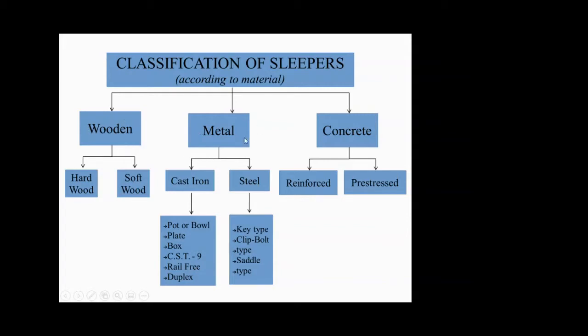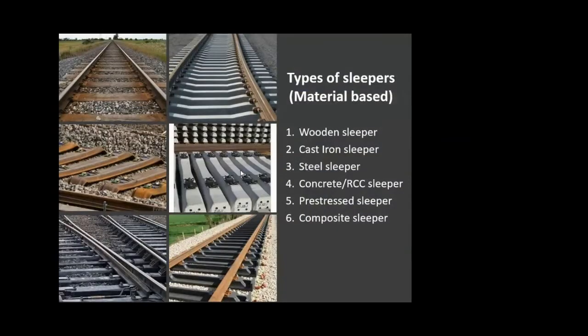Metal sleepers you can find in few cases, mainly in the cases of railway bridges, due to their lightweight. So these were the pictorial representations of the types. The first one is the wooden, then the cast iron, then the steel one, the RCC or concrete sleepers, the pre-stressed sleeper, and the composite one.